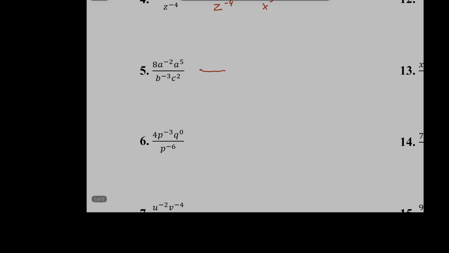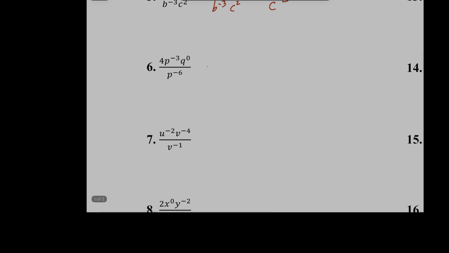So now on number 5, I have my a's, and I'm going to go negative 2 times a to the 5. If you multiply, you add, and that's going to give me a to the third power. And then I'm just going to write the rest. b to the negative 3, c squared. Now do your flipping. 8a cubed, b cubed, because I moved the b to the negative 3 up, c squared on the bottom. Number 6.